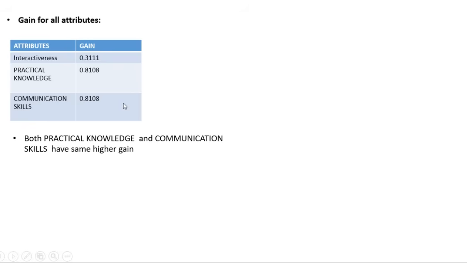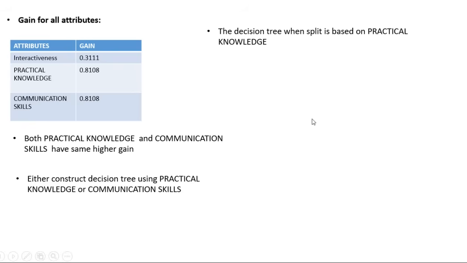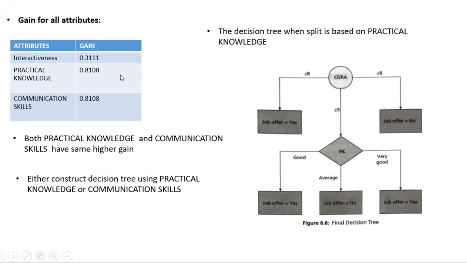So now which one do you choose? You can choose either of them to be the next node. Suppose I choose practical knowledge as my next node. So this is how I am going to have my final decision tree. This is my root node, for which we have already done the branching for greater than or equal to 9 and less than 8. When it was greater than or equal to 9, now I am choosing my next node as practical knowledge. You can also choose communication skills.